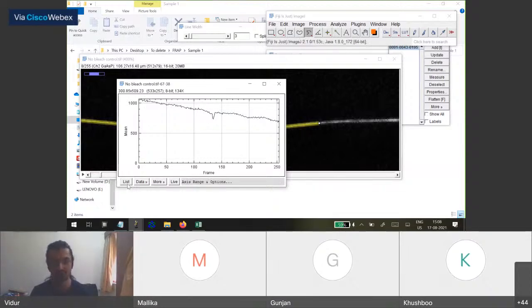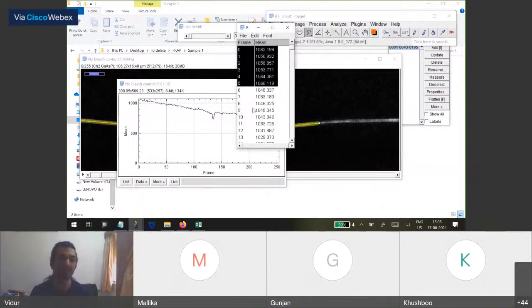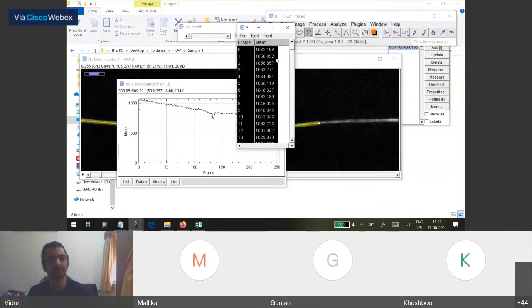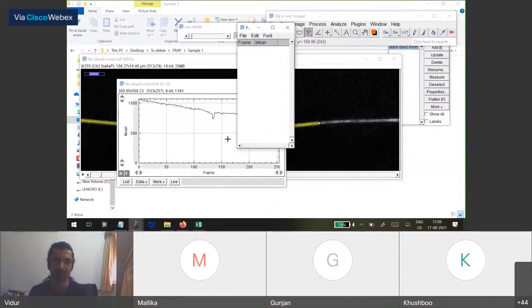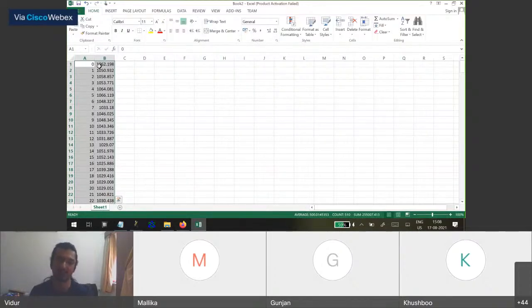What we do is press this list button, which will list the values as well as the frames for all of the movement. So this is the final list value. So what you do is you just copy paste this list by pressing Control C or Control X, or if it's Mac, then Command C and Command X, and just paste it in Excel or any spreadsheet software.